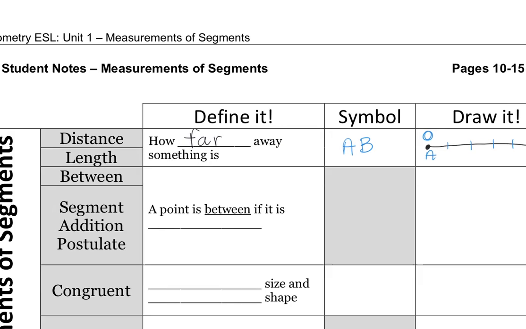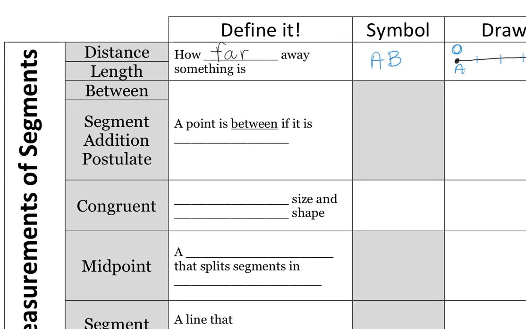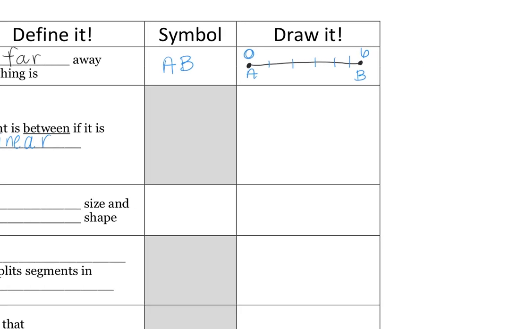Okay, the next definition is segment addition postulate. A point is between if it is collinear. The big thing for this definition is that when we draw it, what it looks like is we're adding parts together to make a whole.